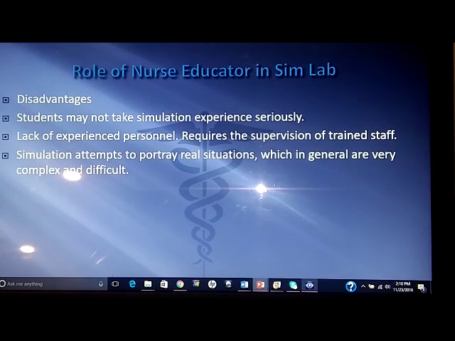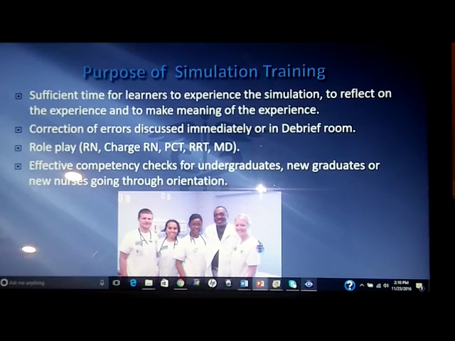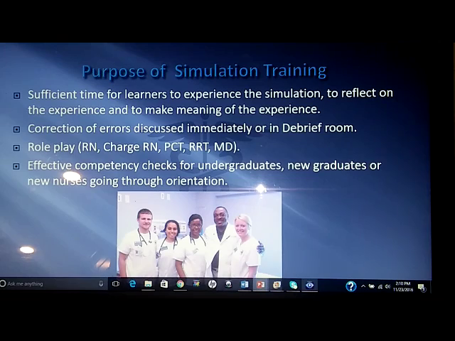So our role of a nurse educator in simulation. Some more disadvantages: students may not take it as seriously, lack of personnel, and I already talked about the other one. So the purpose of the simulation is time for learning and experience, to reflect on the experience and make meaningful experience of the learning, corrections of the error, and then the role play that I've already discussed. Effective competency checks for undergraduates or new graduates through the orientation.